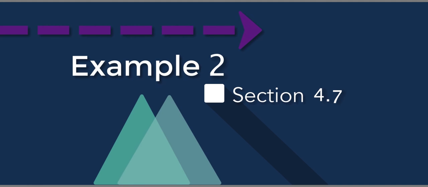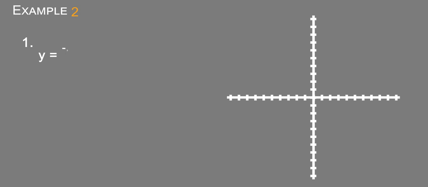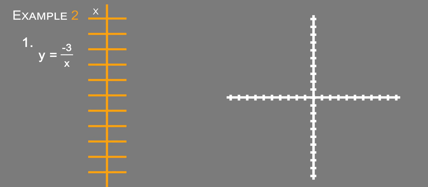With example 2, we're asked to graph the function y equals negative 3 over x and determine if the function is linear or nonlinear. So I made a table here from negative 5 to 5 as instructed in the directions for the problem. And we'll go ahead and just go through and do each one.